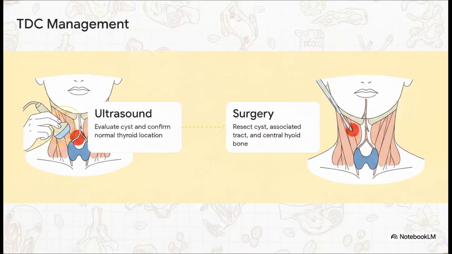When managing a thyroglossal duct cyst, you must confirm normal functioning thyroid tissue before moving to surgery. Your diagnostic test of choice is an ultrasound to verify a normally located thyroid gland in the neck. You have to make sure that ectopic tissue isn't the patient's only functioning thyroid. Once that's confirmed, you proceed with the Sistrunk procedure, which is the surgical resection of the cyst, the associated tract, and the central hyoid bone.